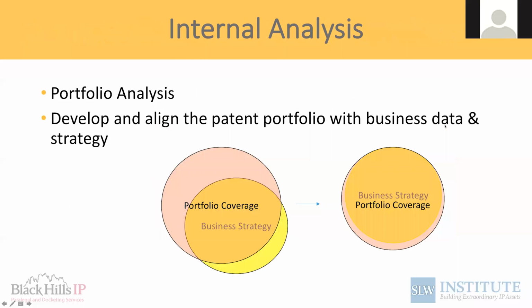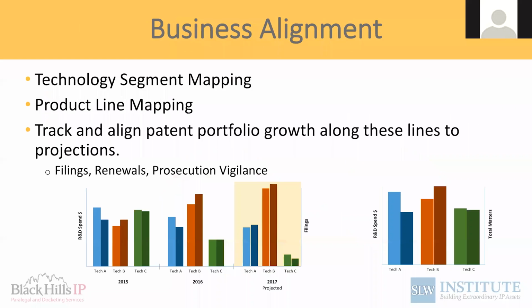So starting out with internal analysis, the primary goal that can be attained through this analysis is really improved alignment with business, strategy, and operation. Internal data is used here, so that's review and analysis of the patent portfolio and corporate business data. So business alignment is a key piece of this.